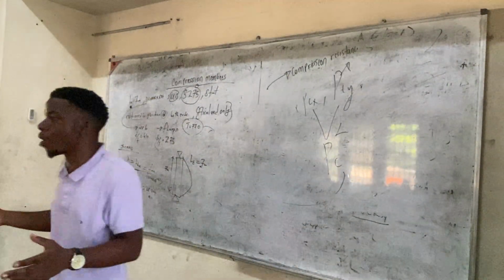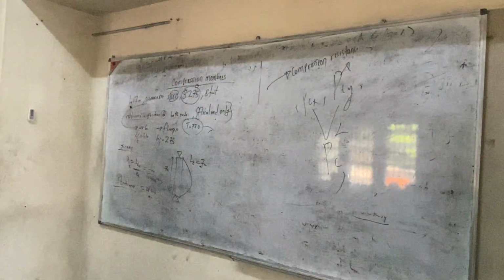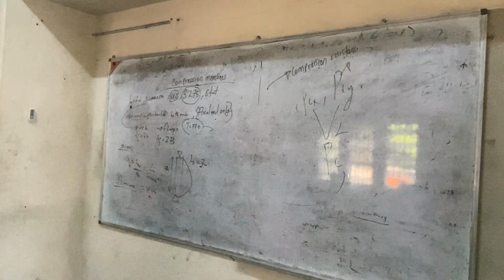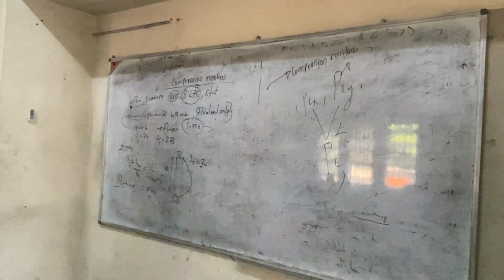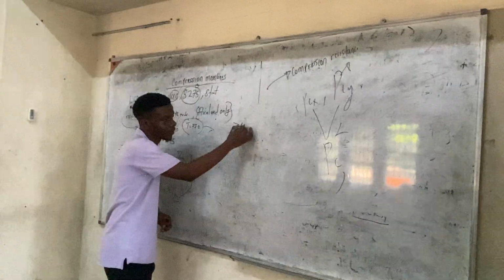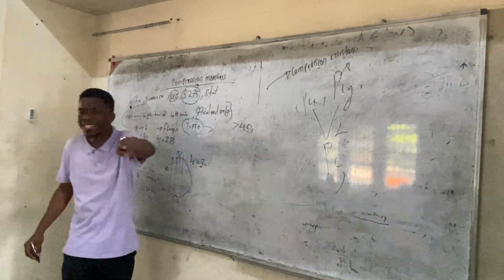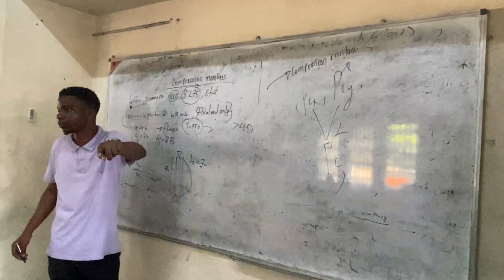Now, what is the maximum thickness for this section? Is 77 less than 40 or greater than 40? So in your notes, you are going to put greater than 40. What are we dealing with? An I section or an H section?